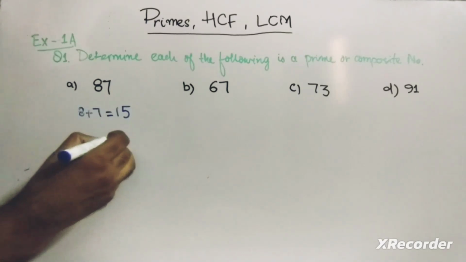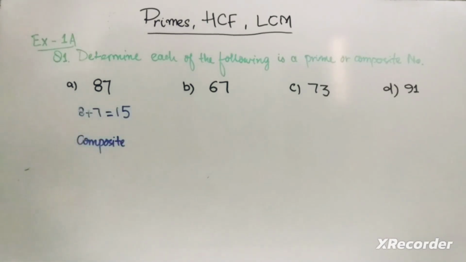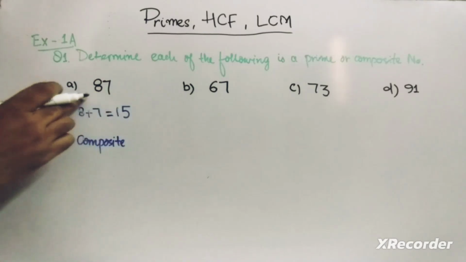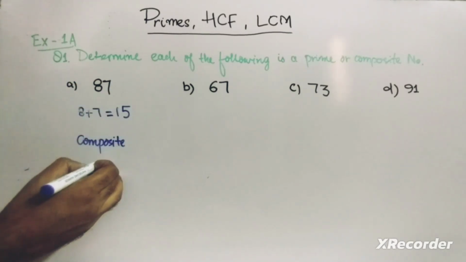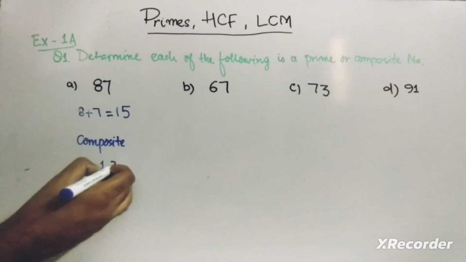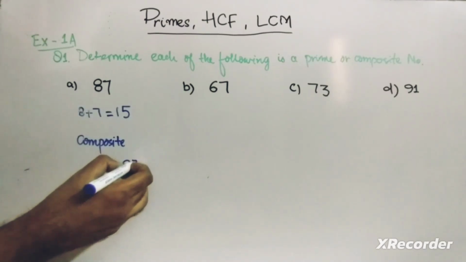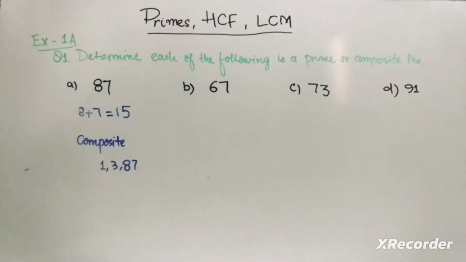What are composite numbers? Those numbers which have more than two factors, like 87. So 87 has factors 1, 3 and 87, that is more than 2 factors.